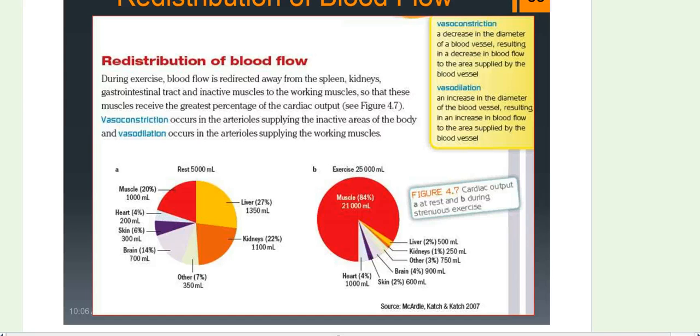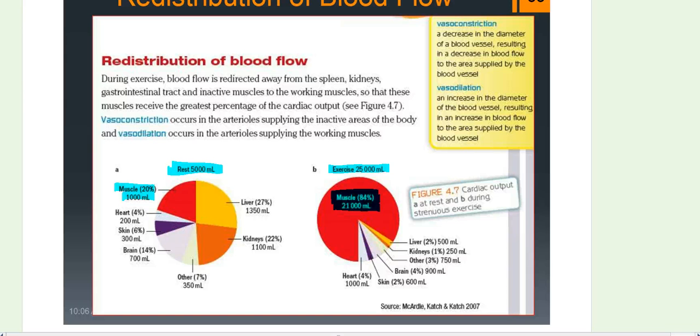Redistribution of blood flow. Here we can see that at rest, the body's pumping around about 5 litres of blood throughout the body. During exercise it could be up to 25 litres. The muscles at rest receive about 20%, or about 1 litre. Here, however, during physical activity, they're receiving around about 84% of the blood, which is up to about 21 litres per minute.